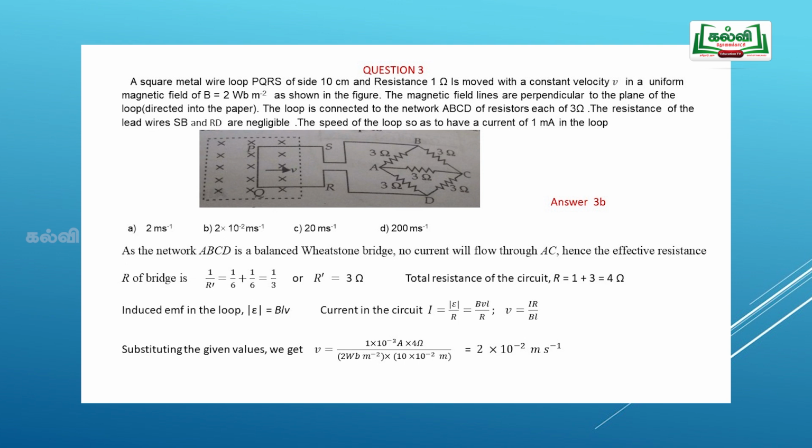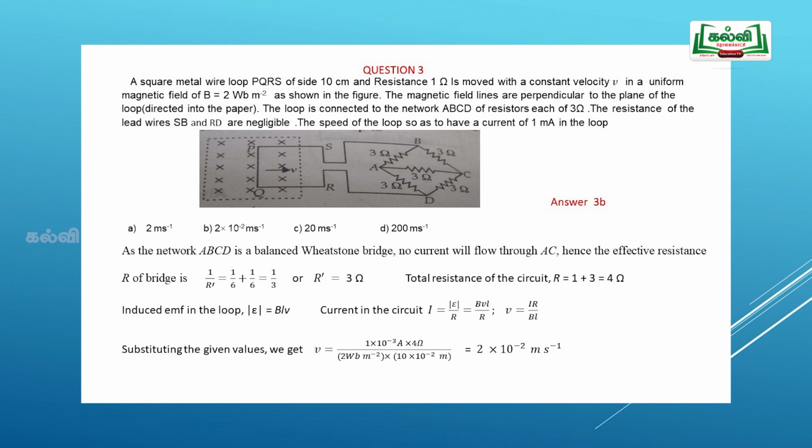So, 3 plus 3 is 6, and this 3 plus 3 is again 6. Now, solving these two, 1 by 6 plus 1 by 6 gives 1 by 3, and therefore the equivalent resistance of this network becomes 3 ohm. So, what is the external resistance? 3 ohm. So, you have the external resistance to be 3 ohm.